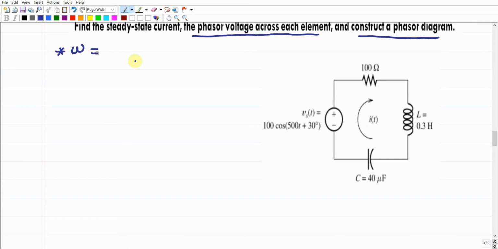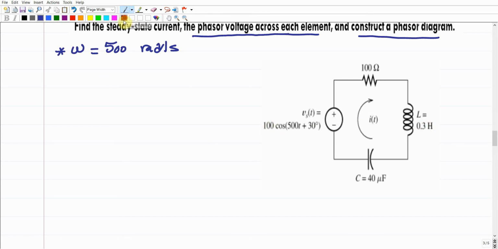So one of the first things that you have to do is figure out how much omega is, the frequency within this electrical circuit, assuming that the current and the voltage are both using the same frequency. According to the given voltage here in the sinusoidal form, the frequency is 500 radians per second. The phase of this voltage source is 30, and its magnitude is 100. And this is R, the resistance of the resistor. This is the inductance of the inductor, 0.3 henries, and the capacitance is 40 microfarads, right? So your objective is just to convert these things into their equivalent impedances and phasors.